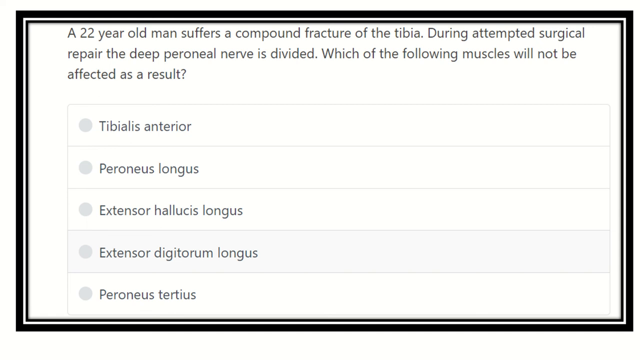Let's solve the question and crack the MRCS. Now we can start the question.